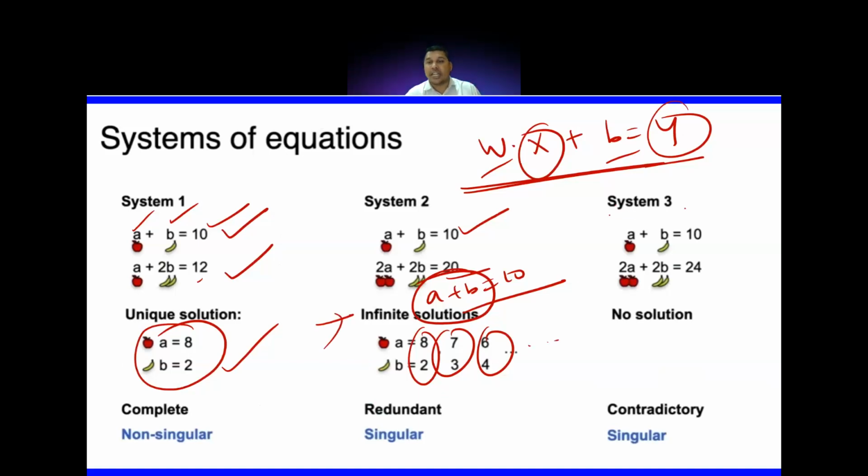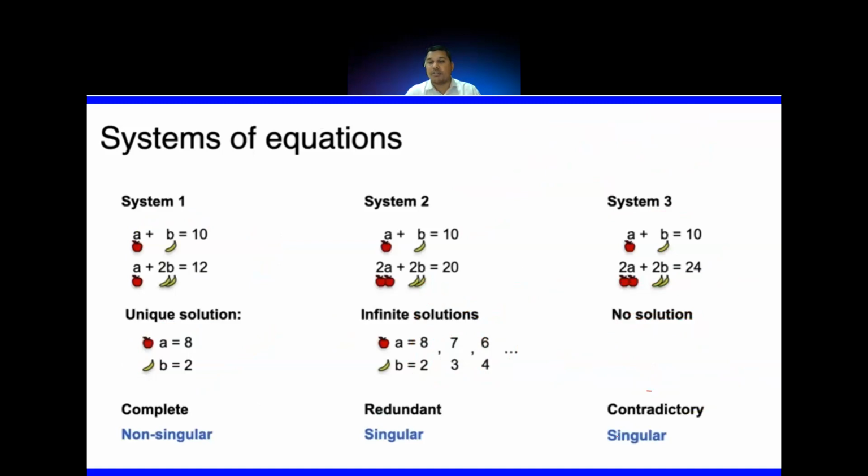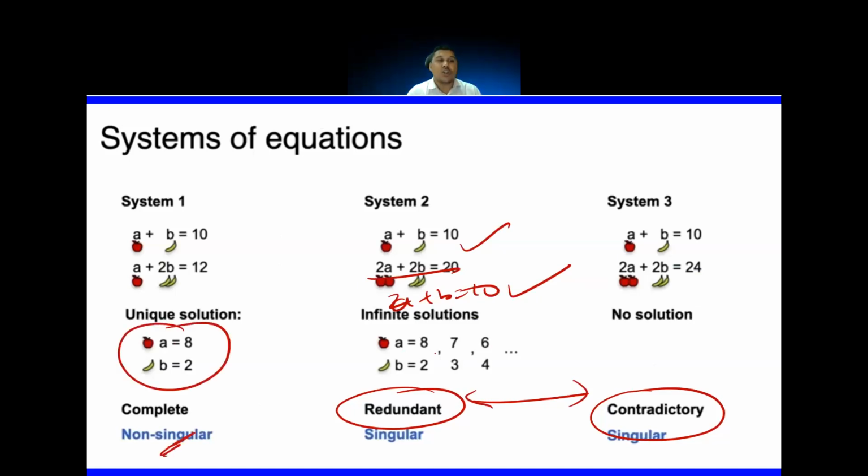Next, the third one: A plus B is 10, 2A plus 2B is 24. This is contradicting. If I divide the second equation by 2, I get A plus B is 10 and A plus B is 12. How can this be true? This cannot be true, so it has no solution. This is a contradictory statement. The second example is a redundant statement. Why? If I divide it by 2, again it becomes A plus B equal to 10. It is the same equation twice, so I cannot find the solution. So these are singular, whereas this one has a unique solution and is non-singular.